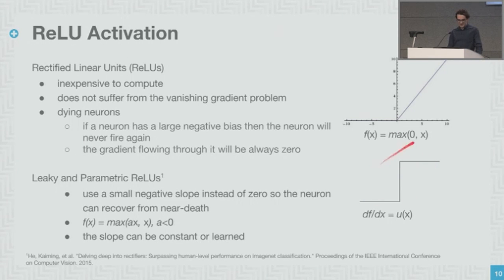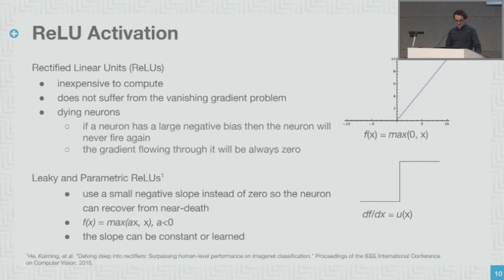But it has another problem called the dying neurons problem. If a neuron has a large negative bias, and neurons can learn large negative biases if they get a large gradient update, for example, a large negative gradient update, then basically the neuron might never fire again. It might be on the left-hand side of this activation function all the time. And since the gradient flowing through it will always be 0, there's going to be no learning at that point. The neuron will be dead forever, and there's no way of recovering from that.